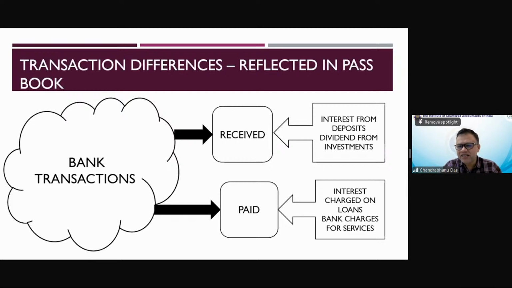If you have seen any questions, you can see that bank charges are very common in any of the questions in CA Foundation. Somehow bank charges will be included, even in revision questions also. So interest which is charged on loans and bank charges for the services, these are the two areas where you will have the differences.